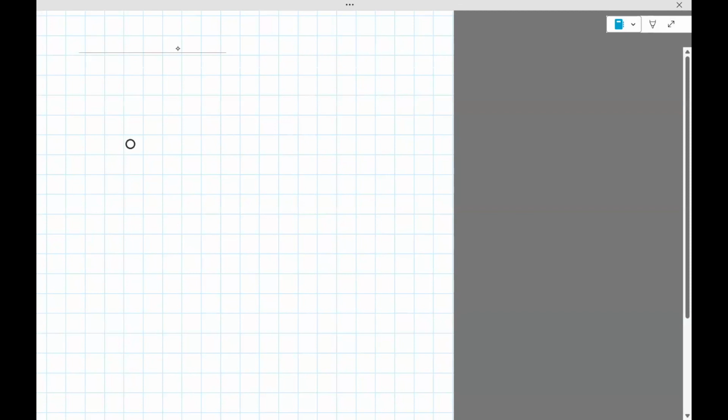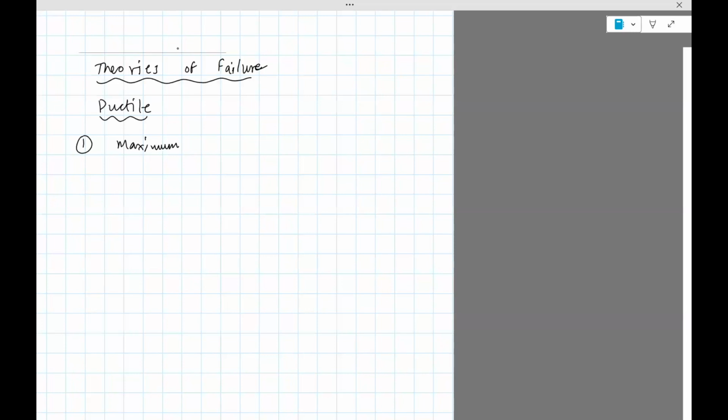So there are 6 theories we'll look at and use for calculation. So these are theories of failure. There are some for ductile, some for brittle. For ductile material, there are 3 theories we'll look at, understand and use for calculations. It's the maximum shear stress theory, MSS.